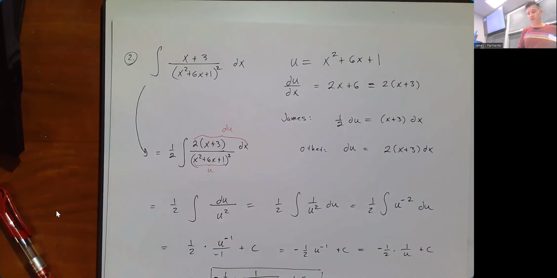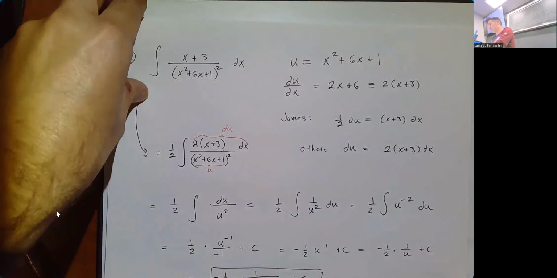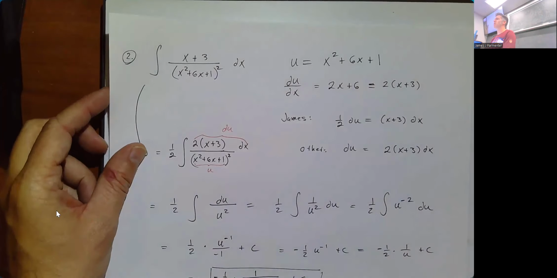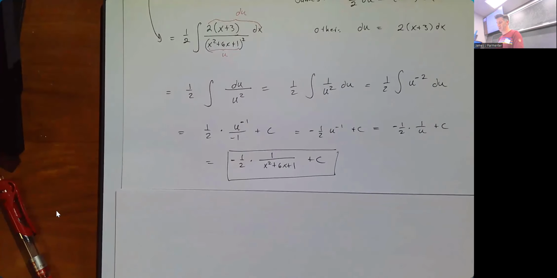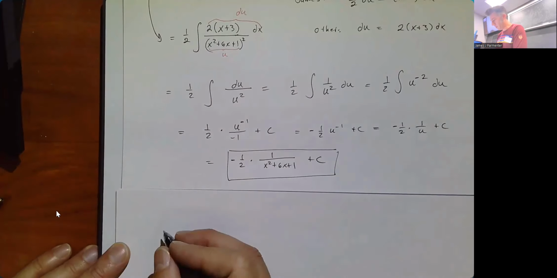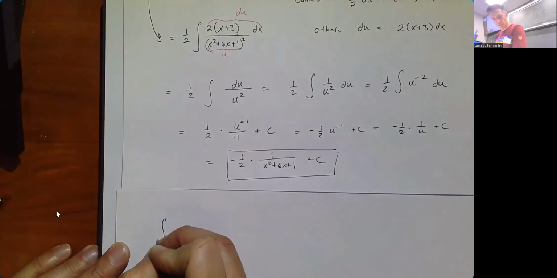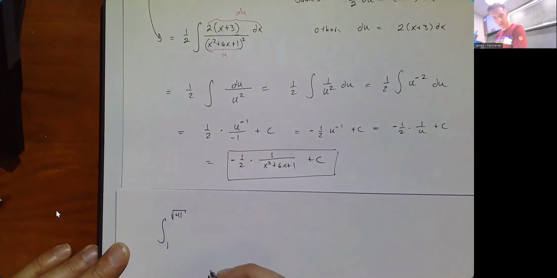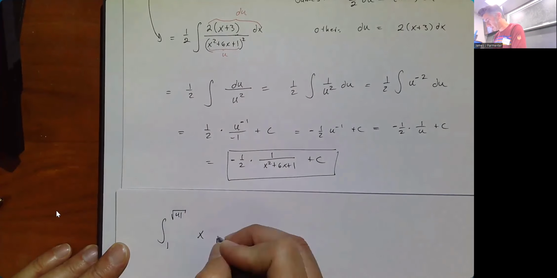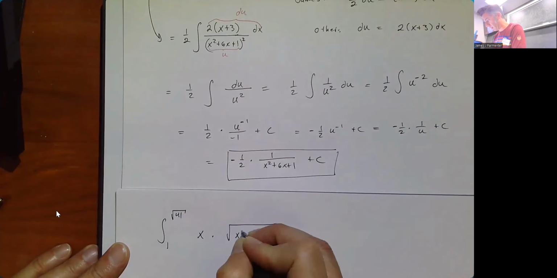definite integrals are a totally different animal. So I mean, not totally different. They're very, very similar. They're a little bit different. They're a different animal, but not 100% different. So let's say we want to do this one here. The integral from 1 to the square root of 41 of x times the square root of x squared plus 8.